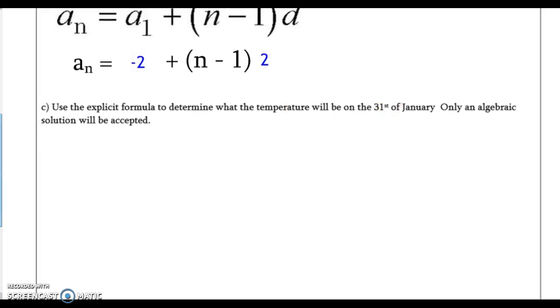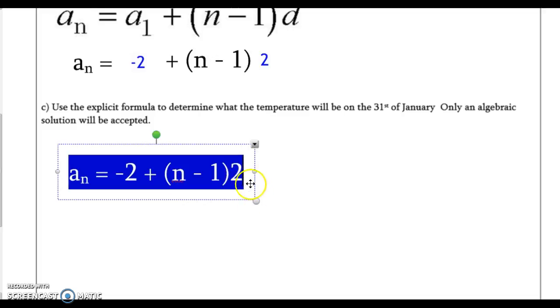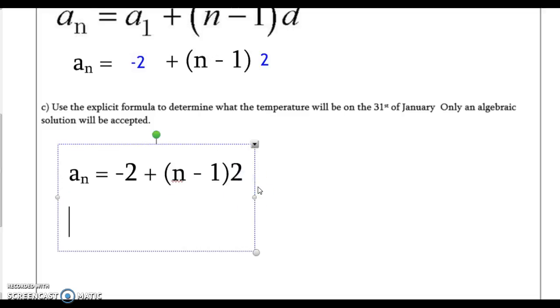Last but not least, it asks for using the explicit formula to determine what the temperature should be on the 31st of January. So you need to use the explicit formula that you just found to find the temperature. So here's the explicit formula. We're just going to take this same explicit formula and we're going to substitute some stuff into it.